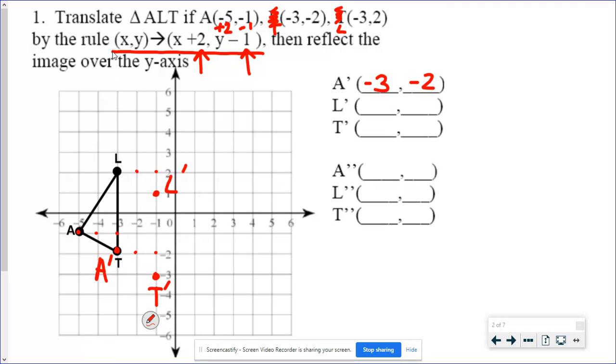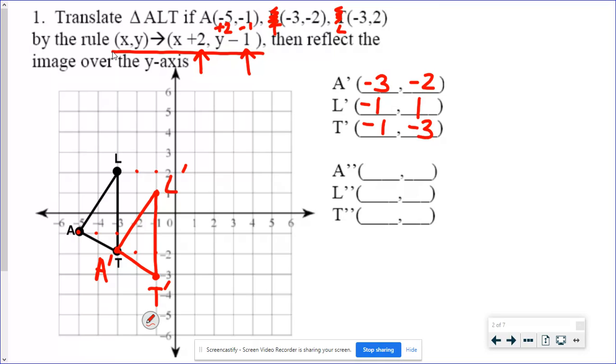There it is. Now, when I graph this, you should be able to see that this looks congruent to the original shape. It just moved. So A prime is in the right place. L prime is going to be at -1, 1. Do I have it labeled correctly? Yes, I do. And then T prime, I'm so sorry, is at -1, -3.